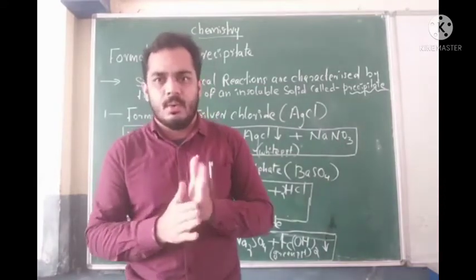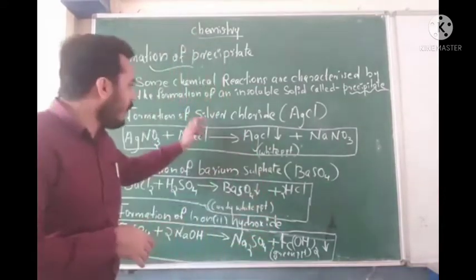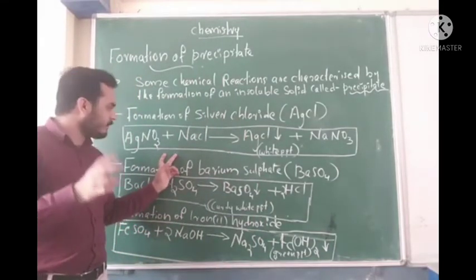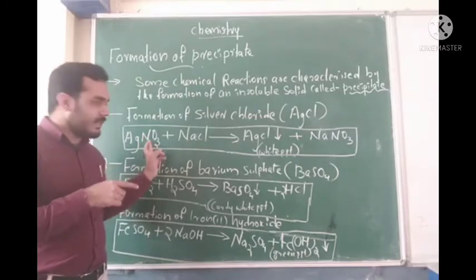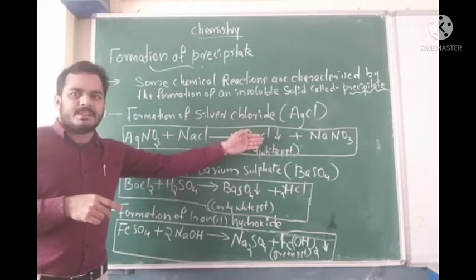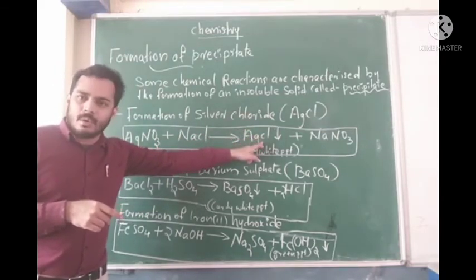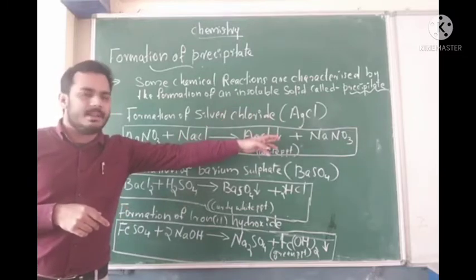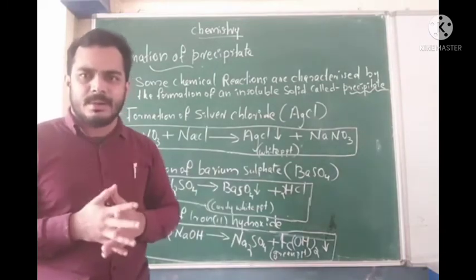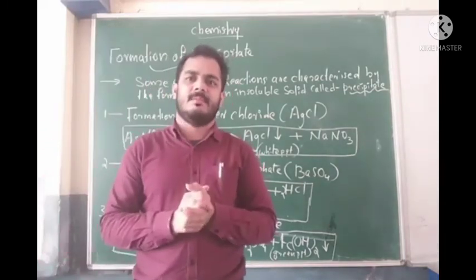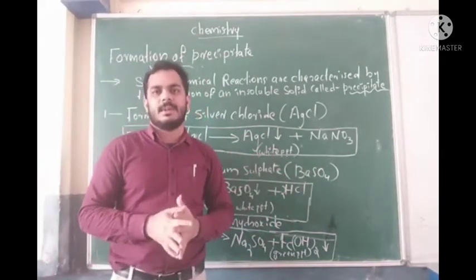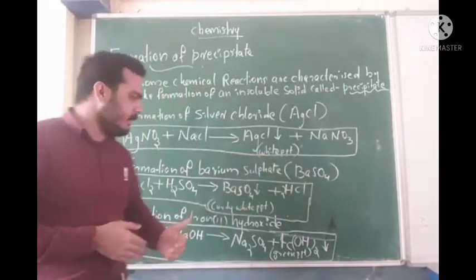Sodium nitrate. Once again I am explaining this one. Formation of silver chloride. Okay. So the reactant names you want to learn: silver nitrate and sodium chloride. These react to form the white precipitate, that is silver chloride, and one more product is also formed, that is sodium nitrate. So in this chemical reaction, what is the color of the precipitate? Clearly, it is a white precipitate.